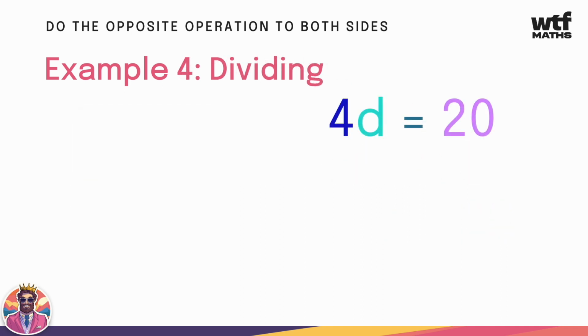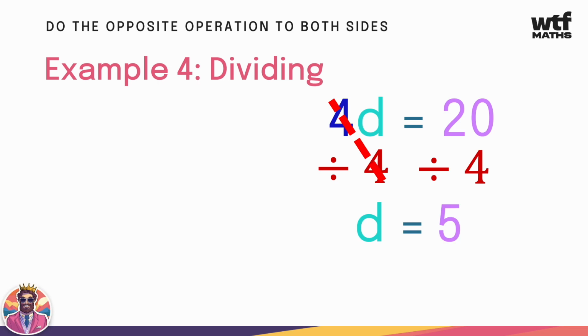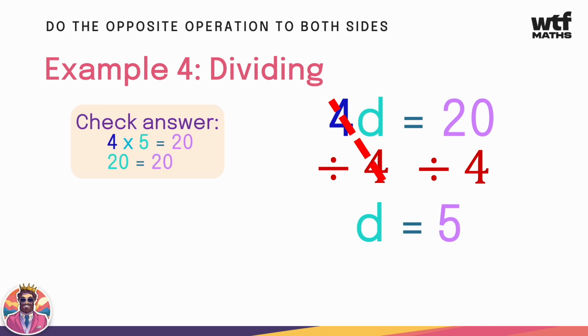Next question, dividing. So we've got a 4 and a d next to each other. That means 4 times d. So the opposite of timesing d by 4 would be to divide by 4. Do the same thing on both sides. Now, 4 divided by 4 will just cancel out to a singular 1. So we're going to have one single d by itself is equal to, and 20 divided by 4 is 5. So our final answer is going to be 5. Let's check. 4 times 5 is 20. Left equals right, so we must have the right answer.